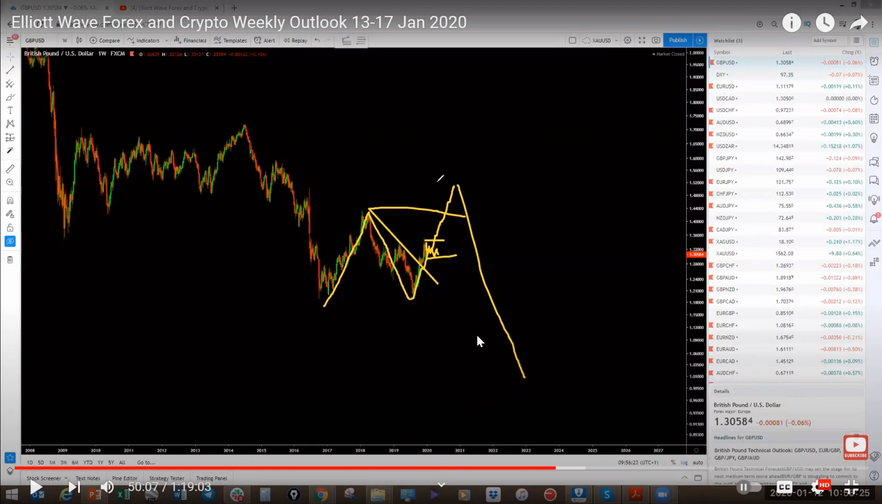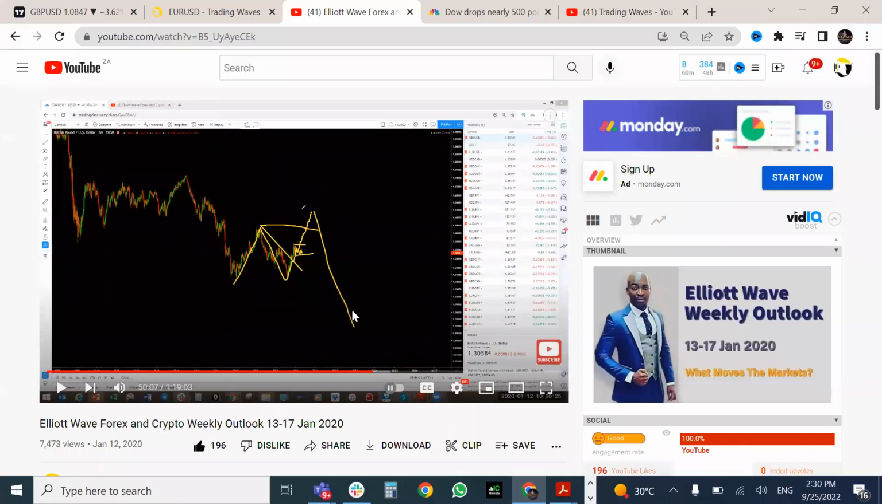All right, so let's get started. We're going to start with the recap, obviously. So we always look at how we forecasted the market in the last week, how the market played out, and what we're looking at going into the new week.